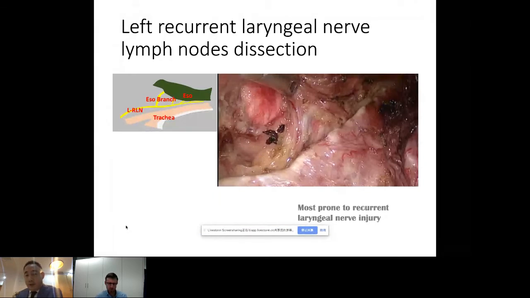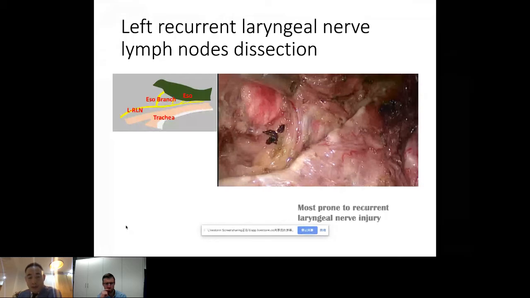This is the left side lymph node dissection for the recurrent laryngeal nerve, because most laryngeal nerve injury occurs on the left side. Mainly because the left recurrent laryngeal nerve path is very long, the lymph nodes are distributed along the nerve, and the trachea obstructs the nerve, so it is difficult to expose.